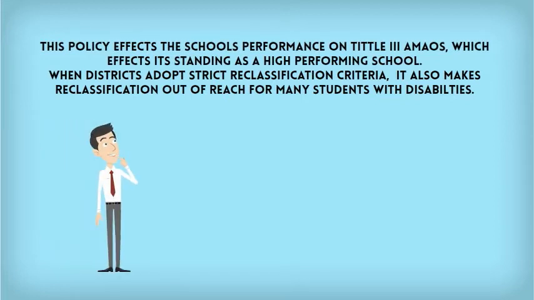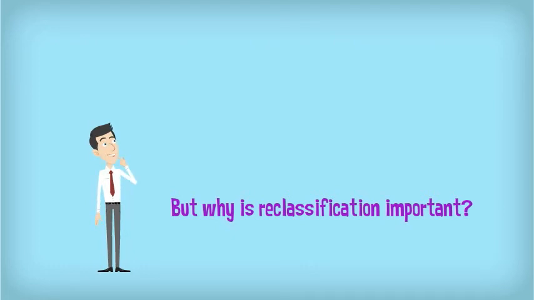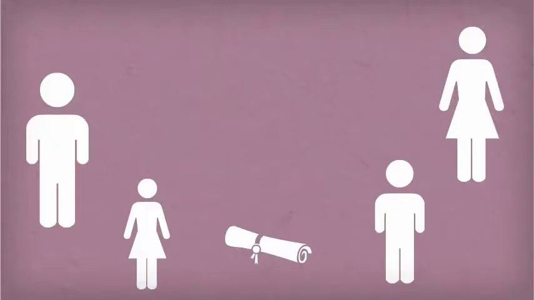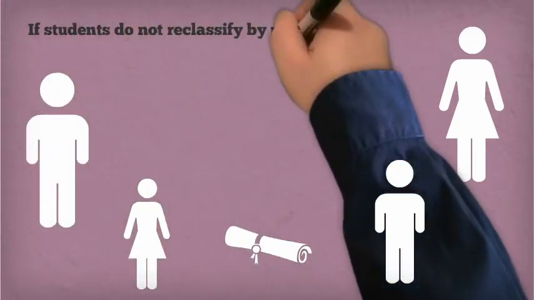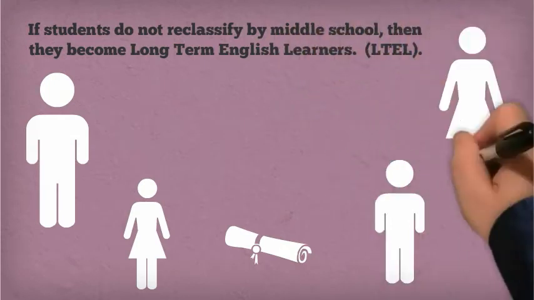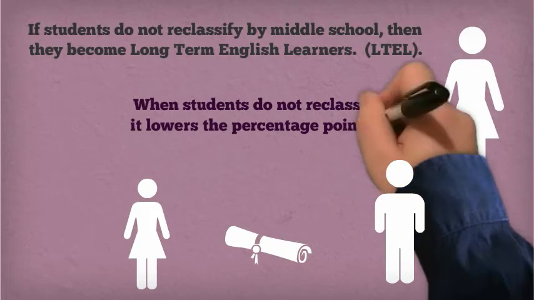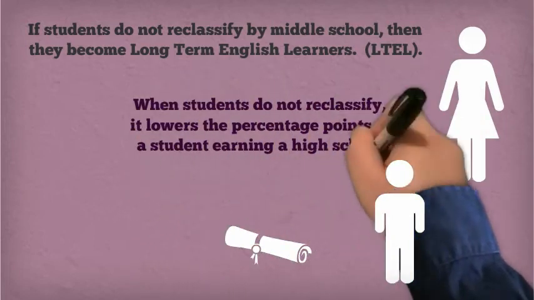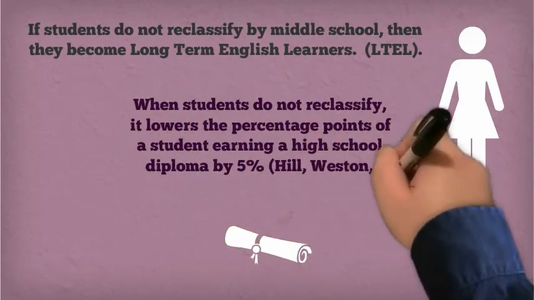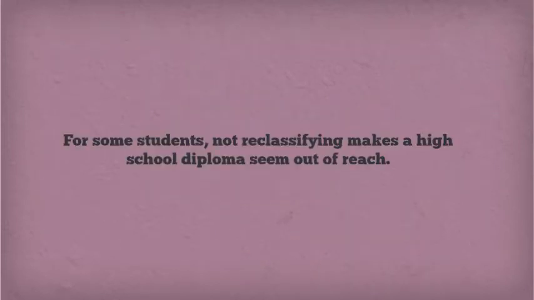But why is reclassification so important? Well, let's look at the data. If students do not reclassify by middle school, they will become long-term English learners. When students do not reclassify, it lowers the percentage points of a student earning a high school diploma by 5%. For some students, not reclassifying makes a high school diploma unobtainable.